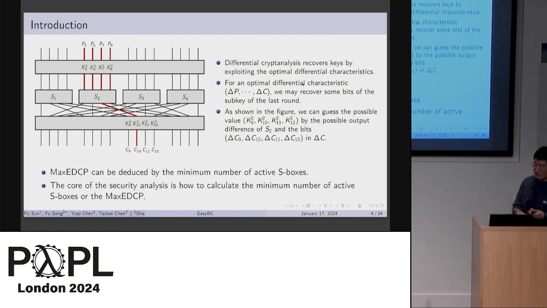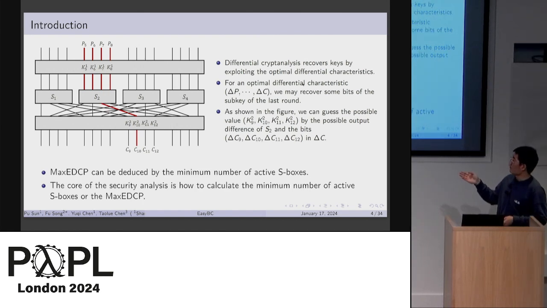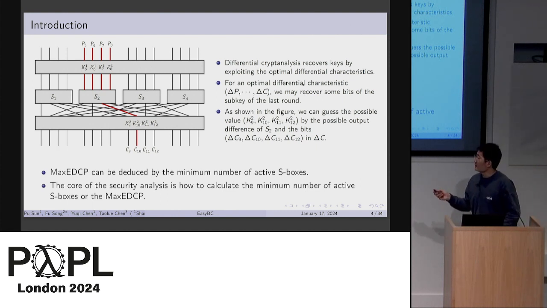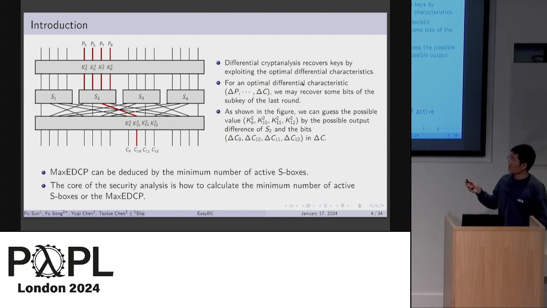And the security of block ciphers can be evaluated by the max EDCP, which can also be deduced by the minimum number of active S-boxes. Well, the core of security analysis is how to calculate the minimum number of active S-boxes or the max EDCP.